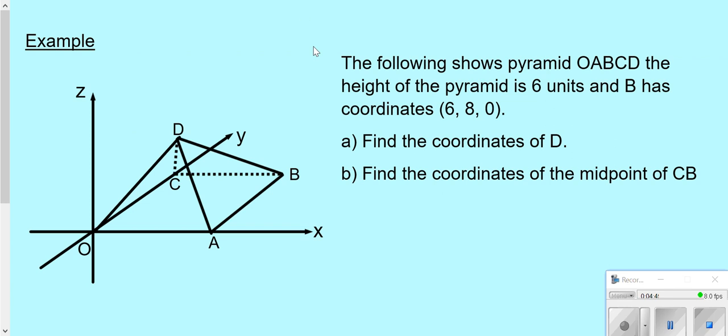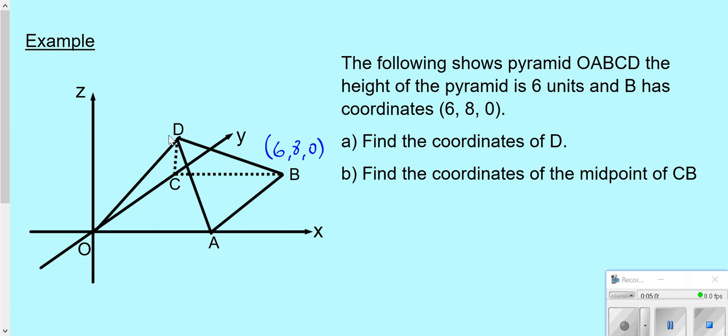So I've got a pyramid made up by O, A, B, C, and D. I know that the height of the pyramid is 6 units, so that's already telling me something about D here, because that's at the top of the pyramid. And it tells me that the coordinates of B is 6, 8, and 0. So that's B there. Now I need to find the coordinates of D.